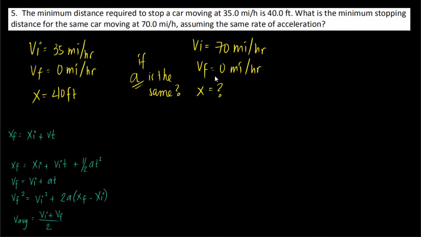So, what is the minimum stopping distance for the same car at 70 miles per hour? So, ipastop mo siya Japon. So, VF niya 0 lang Japon. Pamangkot, ano ang iya nga stopping distance kung pareho sila rate of acceleration. So, pareho ang ilang nga A.